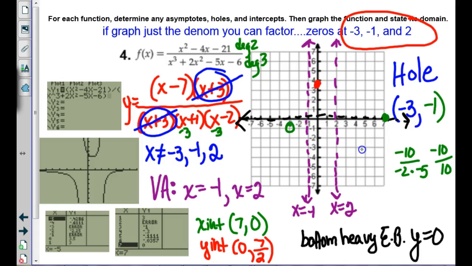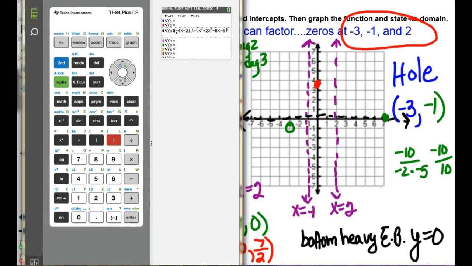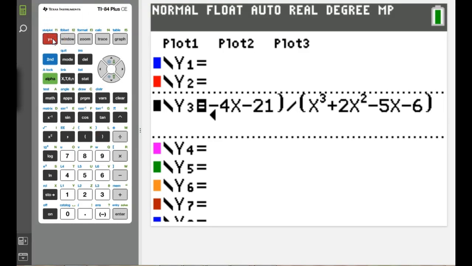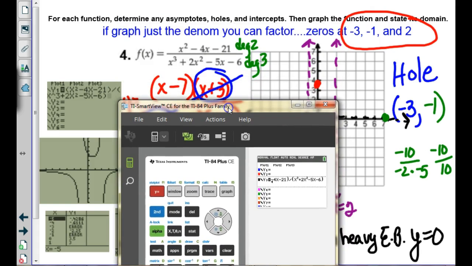All right, type this bad boy in. The original one. So you're going to have parenthesis, x squared minus 4x minus 21, close parenthesis, divided by parenthesis, x cubed plus 2x squared minus 5x minus 6, parenthesis. Okay, do you need me to leave this?